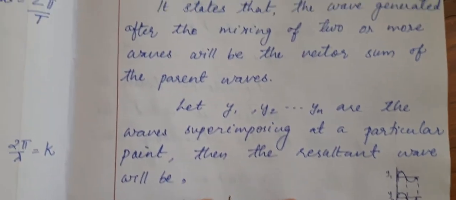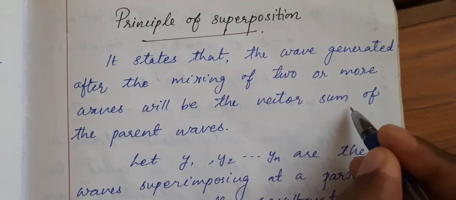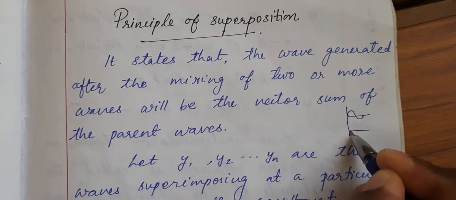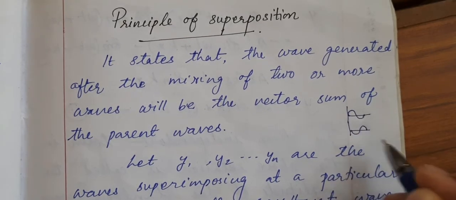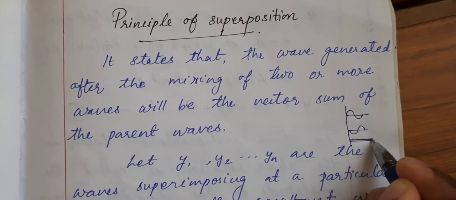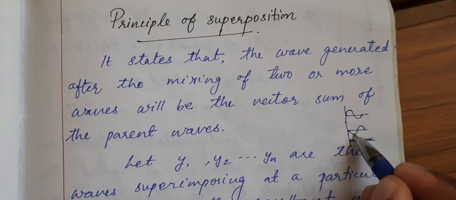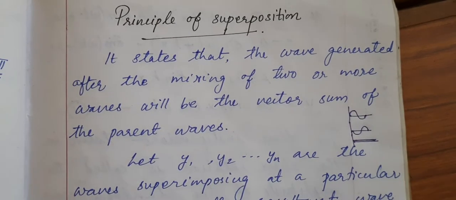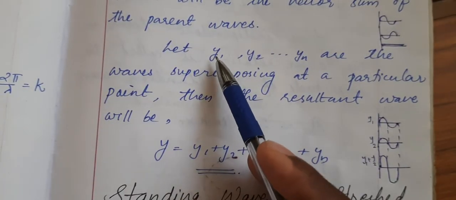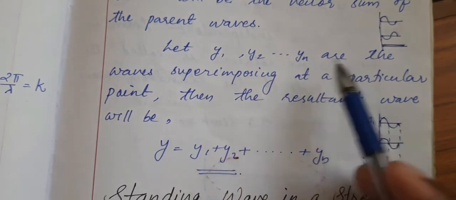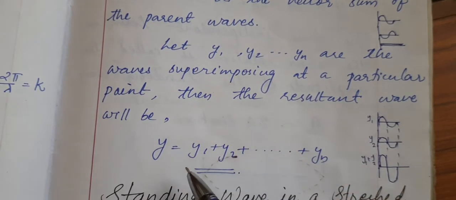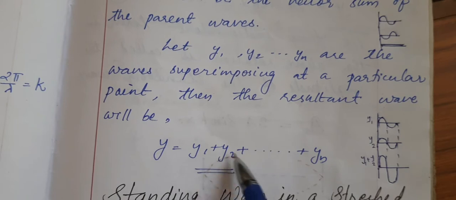For example, suppose this is one wave and this is another wave which is exactly opposite, that means exactly out of phase. Then you get a resultant wave that is just a line, with no amplitude, because this amplitude is cancelled by that amplitude. This is what the superposition principle says. When waves of different displacements y1, y2, etc. superimpose, that means when they meet at a point, the resultant displacement is y equal to y1 plus y2 plus y3, etc.